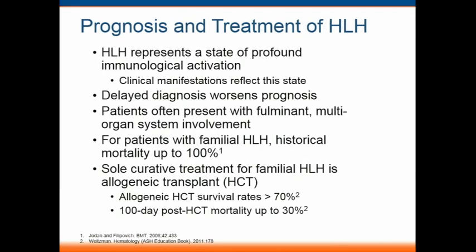So ultimately, this represents a profound state of immunological activation. For patients with the familial forms of these disorders, they are nearly 100% lethal, with a median survival of 2 to 6 months. The only curative path towards these patients is allogeneic stem cell transplant. When applied early, it can result in up to 70% survival, but achieved at a very high 100-day post-transplant mortality. The majority of these patients die from infections because of the abnormalities within the immune system, with difficulty fighting off infections, particularly fungal infections.